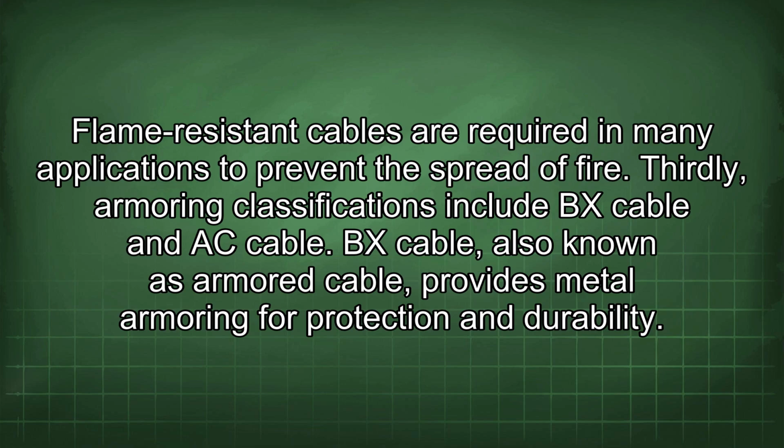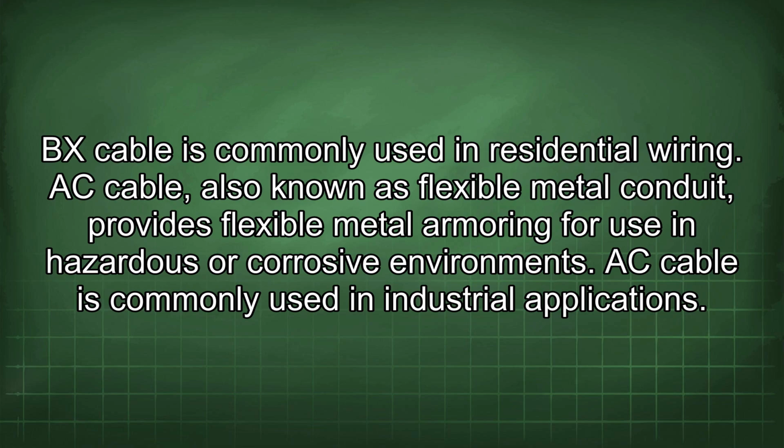Thirdly, armoring classifications include BX cable and AC cable. BX cable, also known as armored cable, provides metal armoring for protection and durability. BX cable is commonly used in residential wiring. AC cable, also known as flexible metal conduit, provides flexible metal armoring for use in hazardous or corrosive environments. AC cable is commonly used in industrial applications.